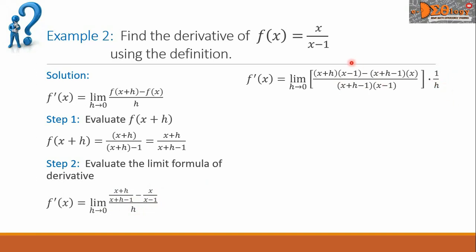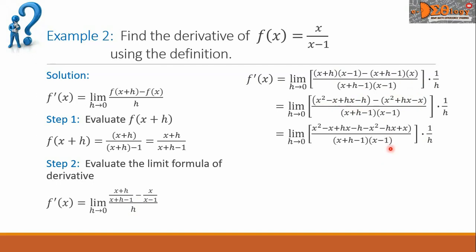Now, let us simplify our numerator by multiplying the corresponding factors. So we have here x squared minus x plus hx minus h minus the quantity x squared plus hx minus x. Now let us remove the grouping symbol and let us see if we can combine some terms. So it will be like this now. Please observe that this x squared has a counterpart of negative x squared here. It becomes 0.